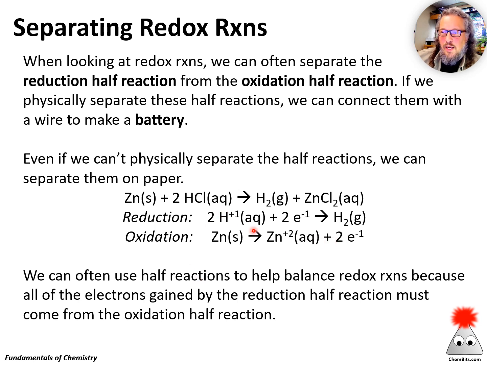So when I separate these, I can use those separate half reactions to balance the whole reaction, because all of the electrons that are being used in the reduction have to come from the oxidation, and vice versa. All of the electrons being liberated in the oxidation have to be used up in the reduction in order to have a balanced chemical equation.